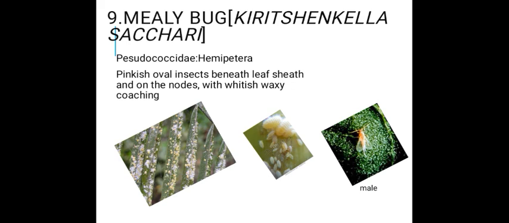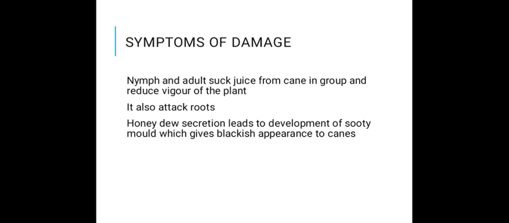Then mealybug. Pseudococcidae, Hemiptera: pinkish oval insects beneath the leaf sheath and on the nodes with whitish waxy coating. Mealybug. Symptoms of damage: nymph and adult suck plant juice from the cane and reduce the vigor of the plant. It also attacks roots. Honeydew secretion leads to development of sooty mold, which gives a blackish appearance to canes.